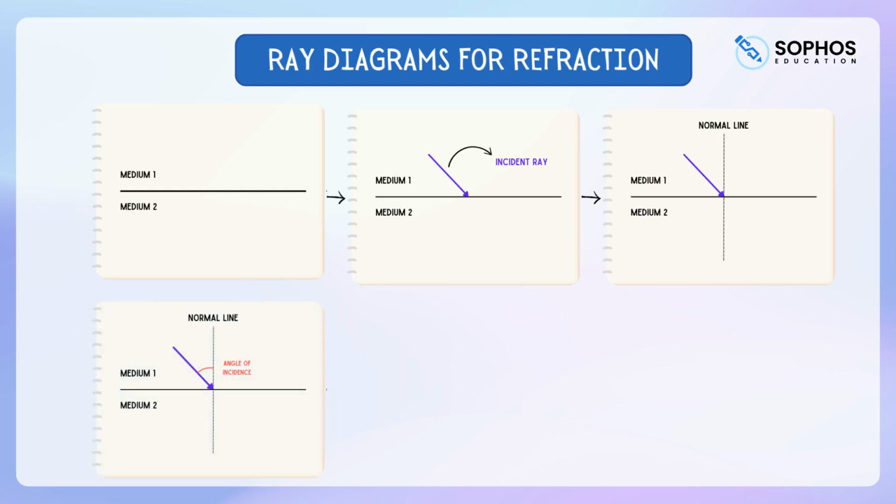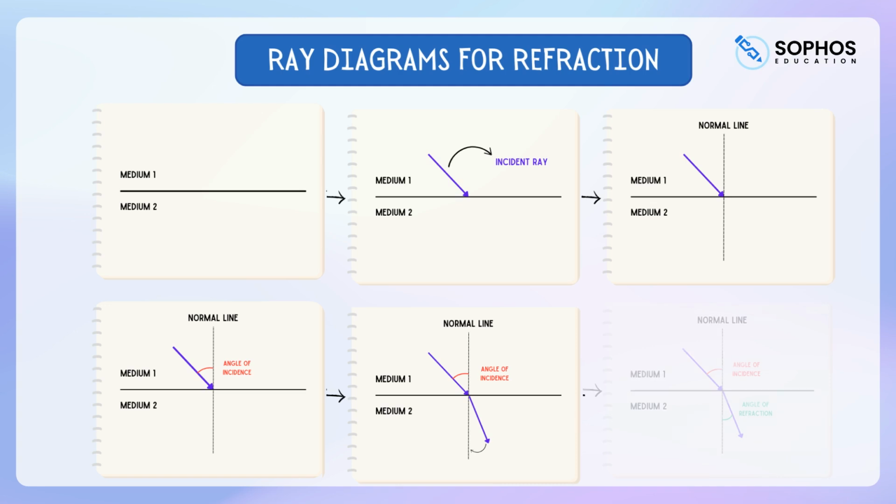We measured and labelled the angle of incidence between the incident ray and the normal line. Next, we drew the refracted ray and labelled the angle of refraction, noting that the ray's direction changes depending on the relative densities of the media. In the next lesson, we will learn about representing refraction with wavefronts.